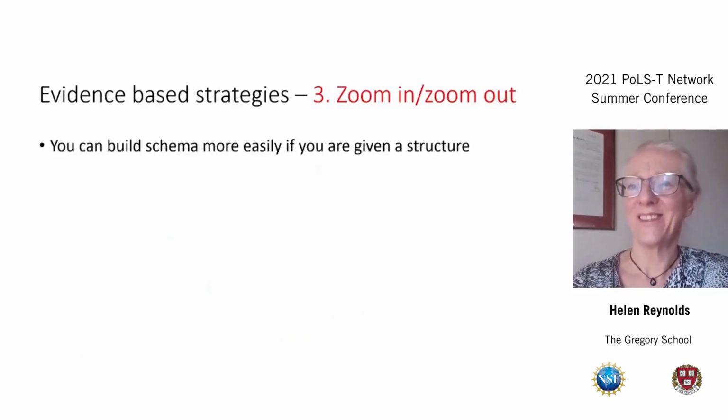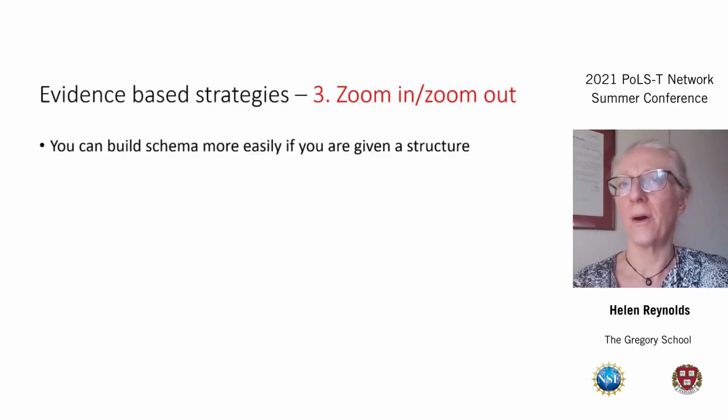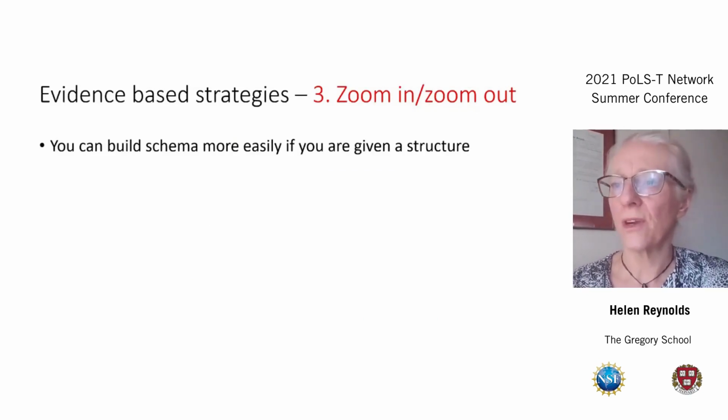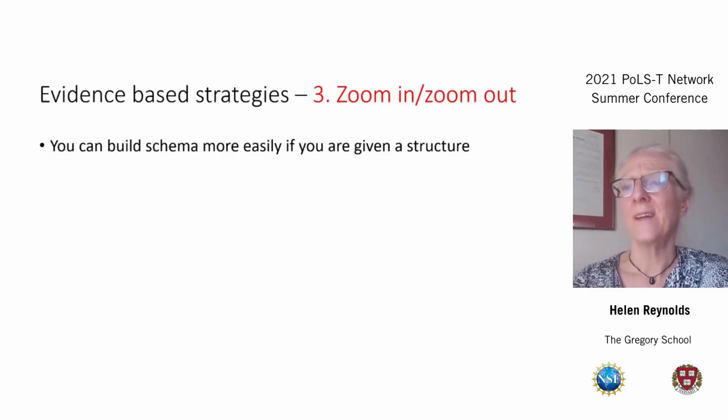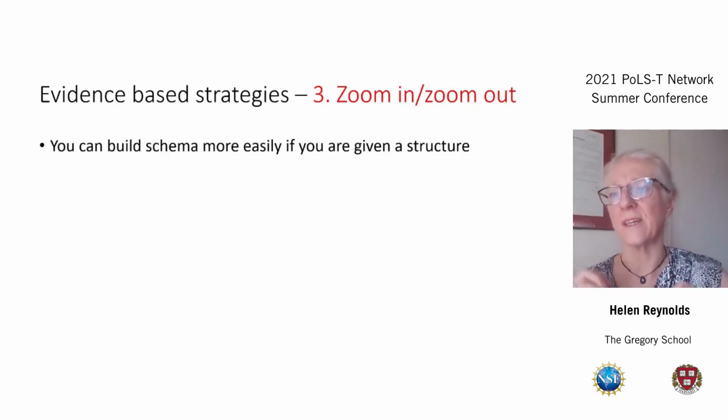So number 3, zooming in and zooming out. This speaks to the structuring part of the SOI model. So you select, you organize, and you integrate. To help you organize, you need a structure. And really, that's the big picture thing for students to understand how to put these ideas together.